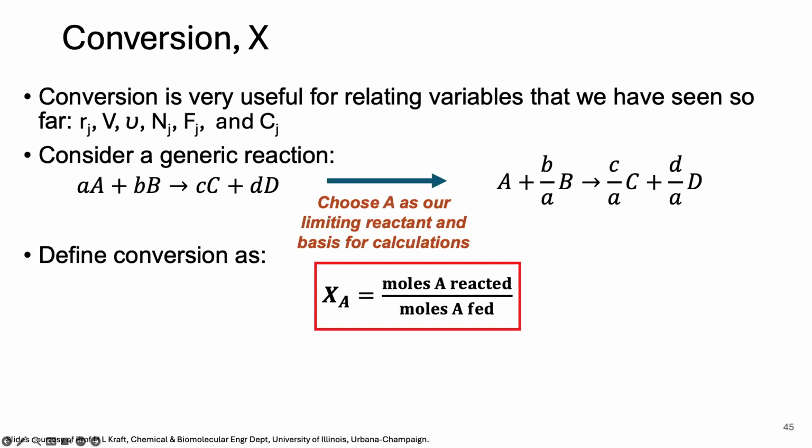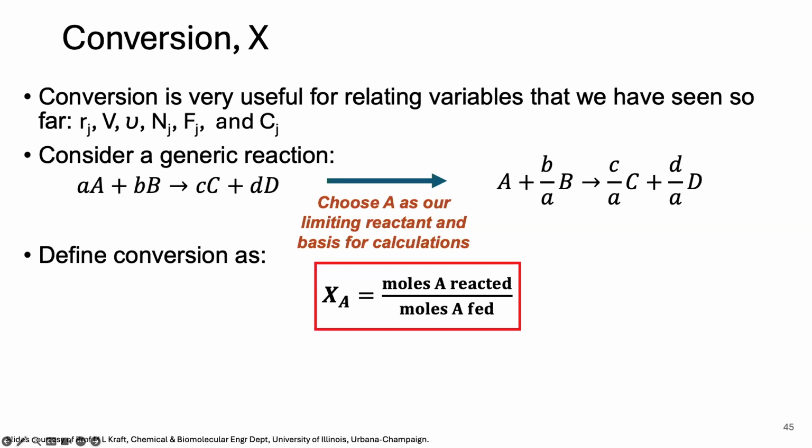So conversion from here on out will be denoted as X, and it's a parameter that's going to be very useful for simplifying our reactions, as well as for defining specific targets in terms of how far we want our reaction to proceed. We always define it with respect to one of our reactants, especially if we have multiple reactants in our reaction. And ideally, what we want to use is our limiting reactant. Limiting reactant is, of course, the one reactant that you would run out of first.